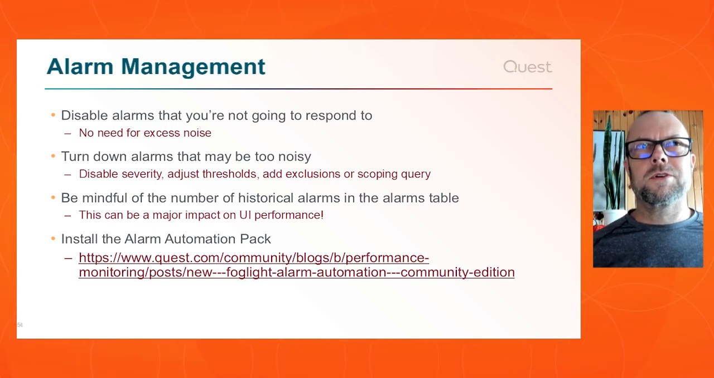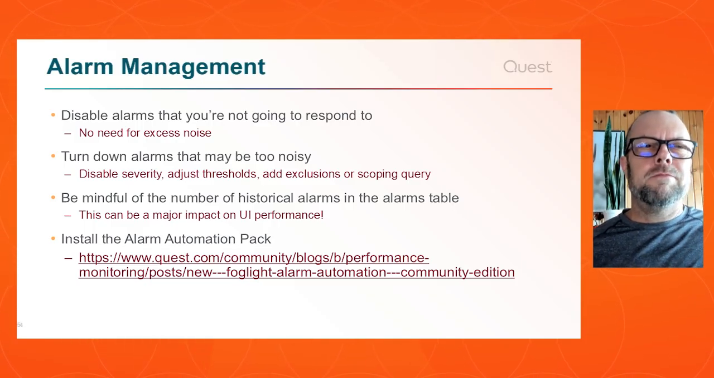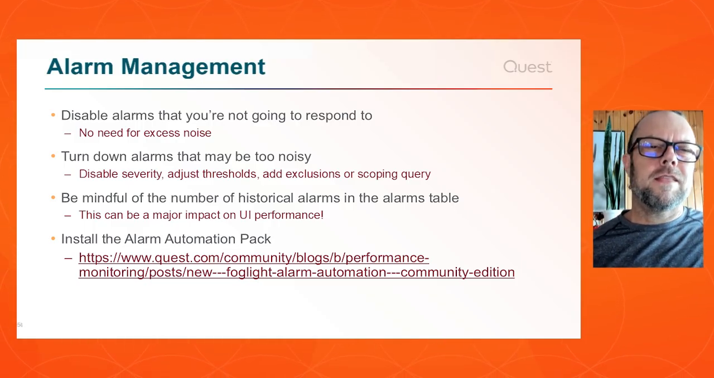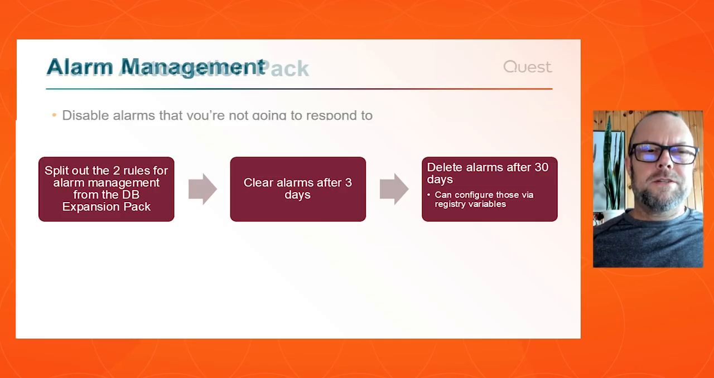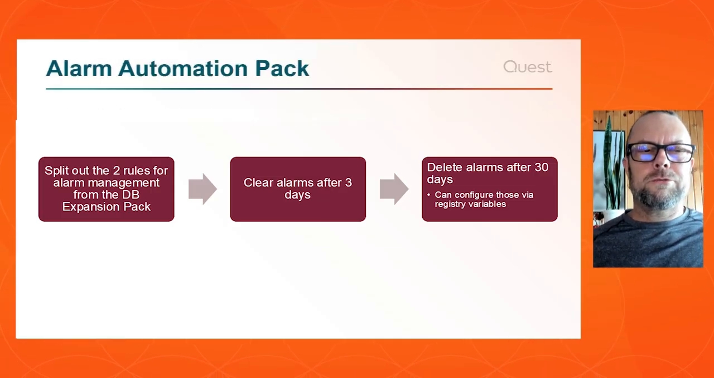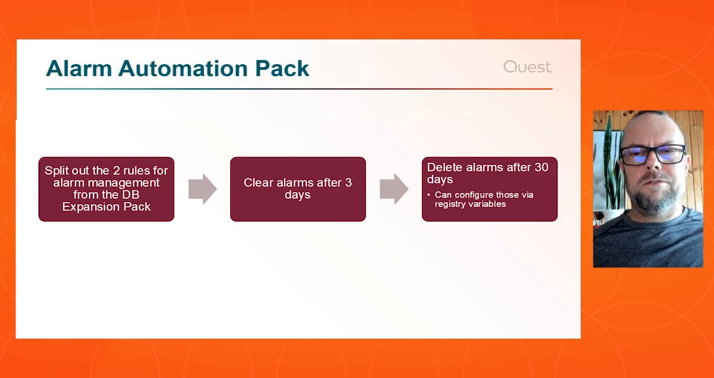A lot of dashboards, even if you're not seeing an alarm count or something like that, you might have a severity indicator, and that has to query that table to pick up the severity. And so there is an alarm automation pack. It is on the community. You can search for alarm automation. It's basically splitting out 2 rules from the old DB expansion pack. One of them is for clearing alarms, and one of those is for deleting alarms.